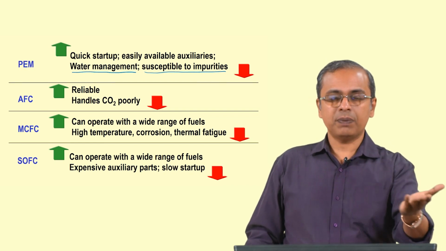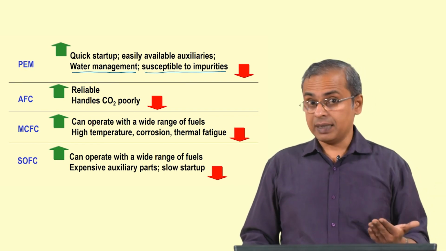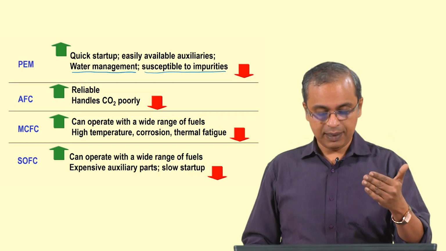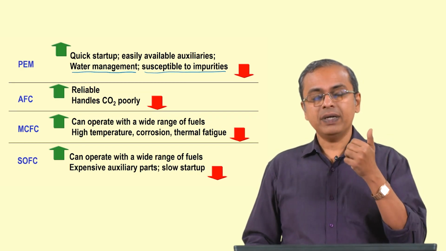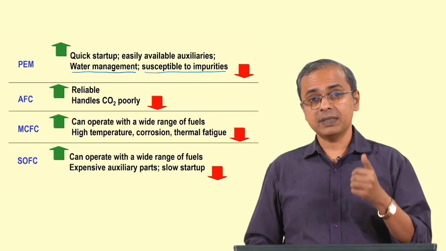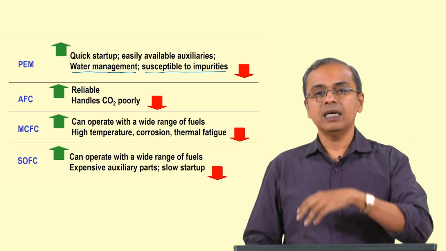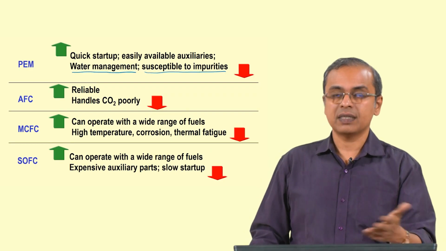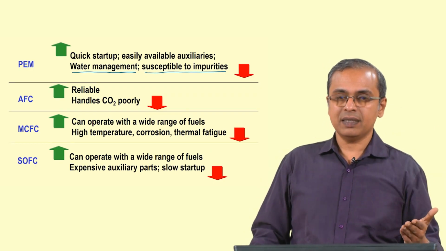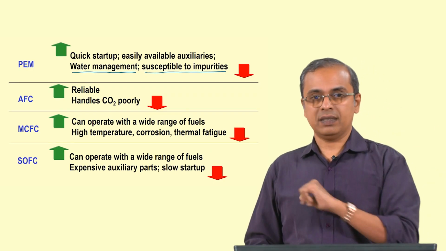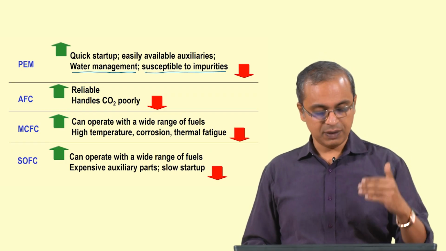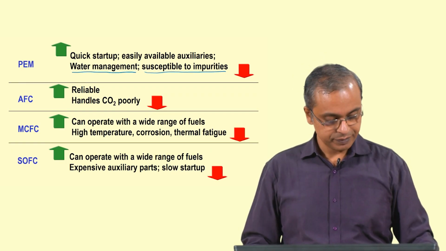So all those things which were problems are no longer problems, but because you have gone to a higher temperature, you can end up having corrosion, which means unwanted reactions can also occur fast. Reactions that you want will occur fast, reactions that you do not want will also occur fast. So various materials present in the fuel cell can degrade faster. So this is an issue with higher temperature fuel cells such as the molten carbonate fuel cell.